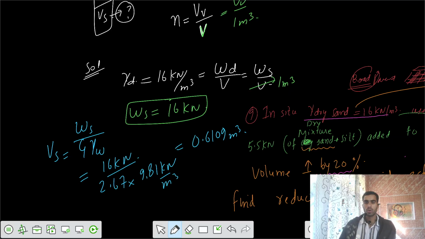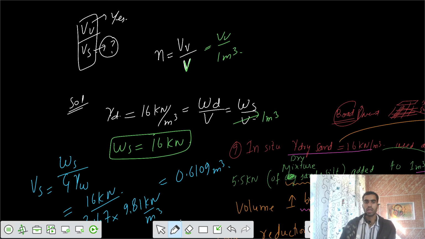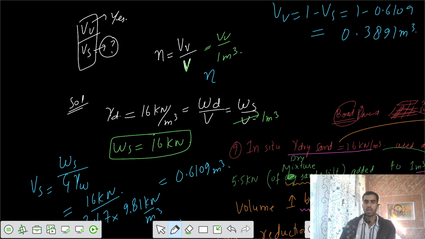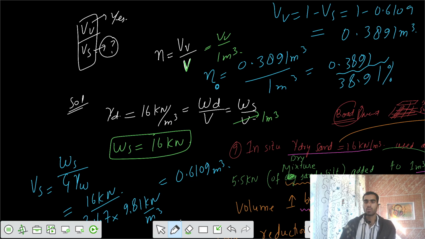And that means your volume of voids is actually 1 minus volume of solids, that is 1 minus 0.6109 meter cube. So your volume of voids is coming out to be 0.3891 meter cube. And from that, porosity would be N. Let's write it as N naught, initial porosity. So your initial porosity would be 0.3891 meter cube divided by 1 meter cube, that is 0.3891, or we can write 38.91%. This is the initial porosity we have.